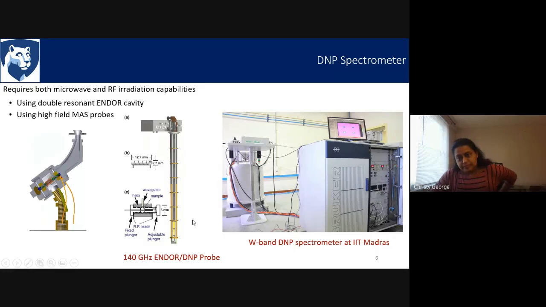Since the DNP experiment involves both RF and microwave irradiation, ideally we need these resonators or the probes to be double resonant to both the frequencies. So for example, here I'm showing a DNP probe, which is a double resonant cavity. And this one is a standard magic angle spinning probe modified for microwave irradiation, but this is resonant only to the NMR frequency, but not to the microwaves.